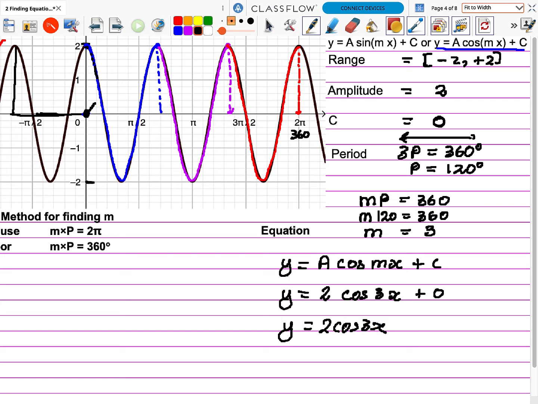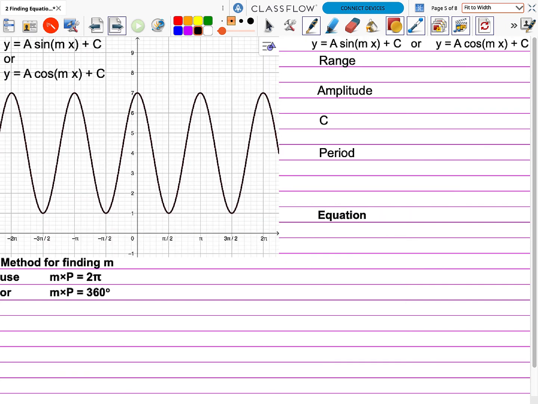We go on to example number 3. You can pause and make notes, take photographs, copy it out. Now, we're on to this graph here, and again I want you to pause the video and work through the whole lot yourself. The lowest y value is 1. The highest y value for this graph is 7. So the range is the closed interval 1 to 7.